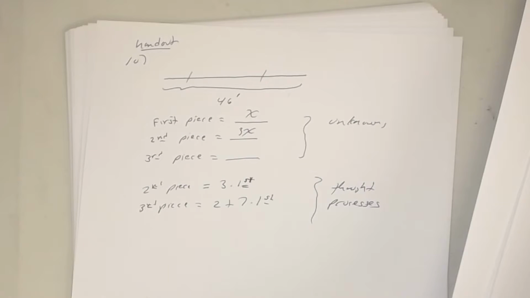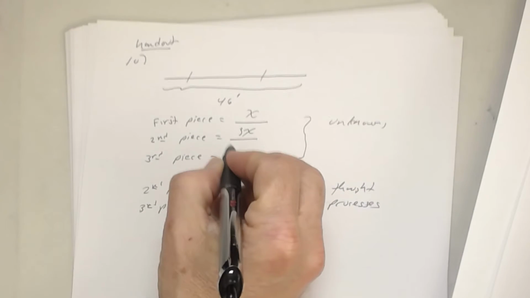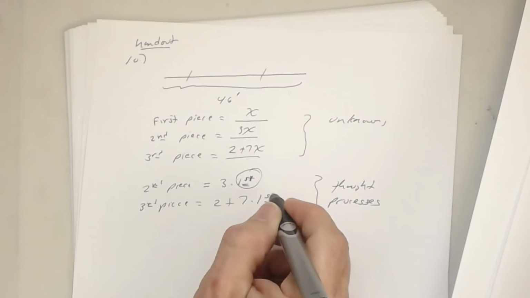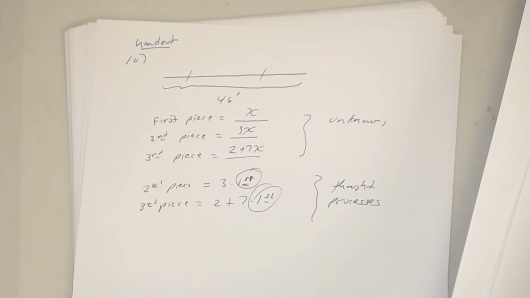And then the third is 2 plus what? 7 times X. 7X. So there's your unknowns. The first piece is X, the second piece is 3X, and the third piece is 2 plus 7X. So remember, the first was what was in common, right? So that's what you would let X be.